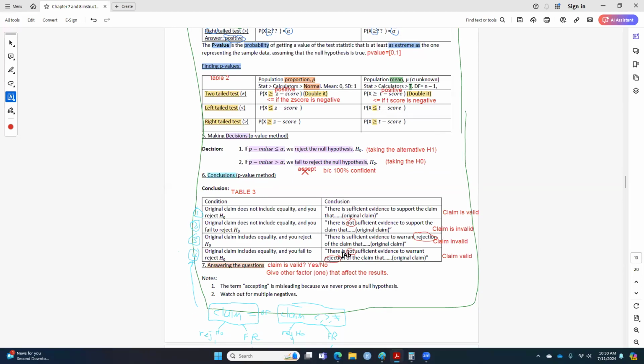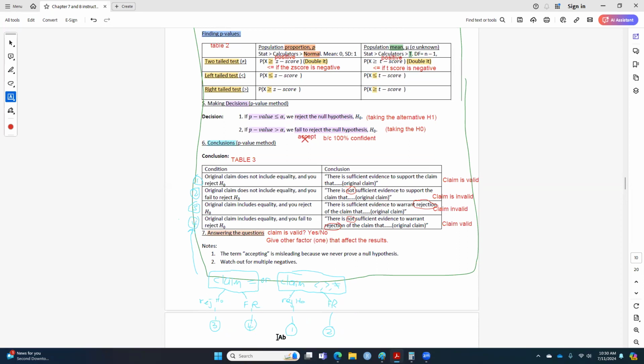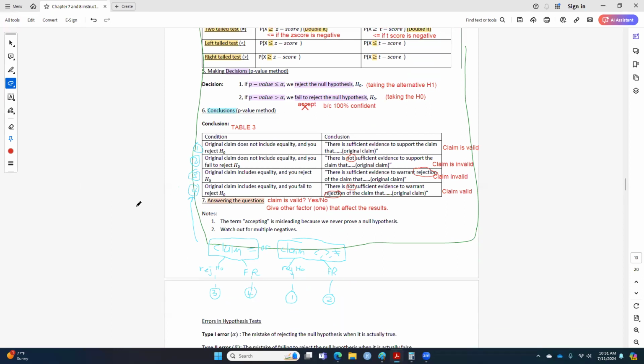For conclusions, there are 4 conclusions here, depending on which one you pick. And the last step in this case is to answer the questions. So make sure, sometimes the question is asking whether a claim is valid or not. So you have to look at what conclusion you've reached or consider other factors in this case. Okay. So this is the 7 steps procedure here. You will be doing this from now until the end of the semester. The first time you learn this it is a bit hard, but once you learn this you get used to it.